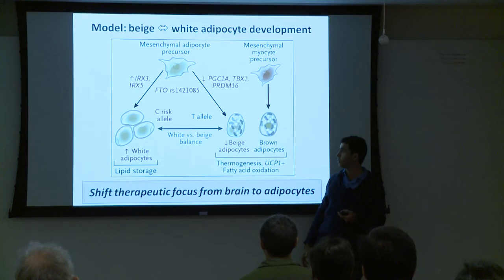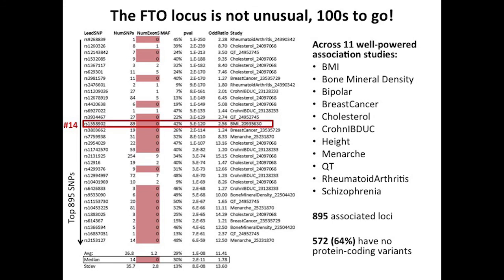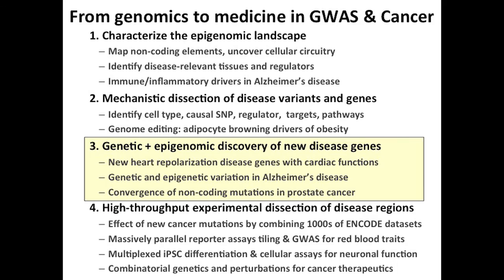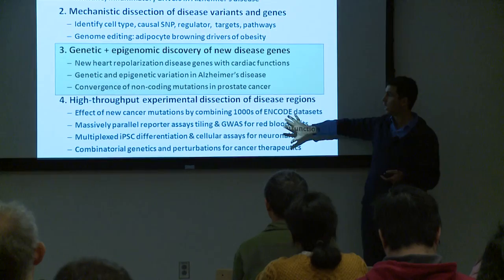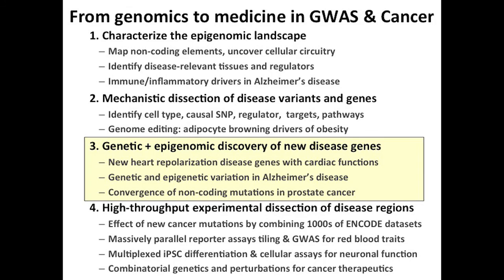And this is only variant number 14 in a list of several hundred that we are now able to start dissecting systematically to translate genetic findings into therapeutics. I'm going to stop there and tell you that we can also utilize a combination of genetic information and epigenetic information together to discover new genes that are involved in disease. And we can systematically, in a high-throughput fashion, start experimentally dissecting thousands of these disease regions.